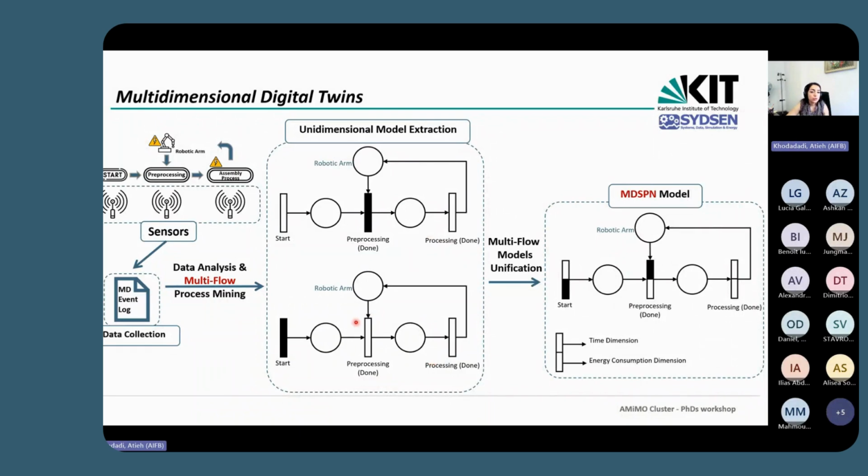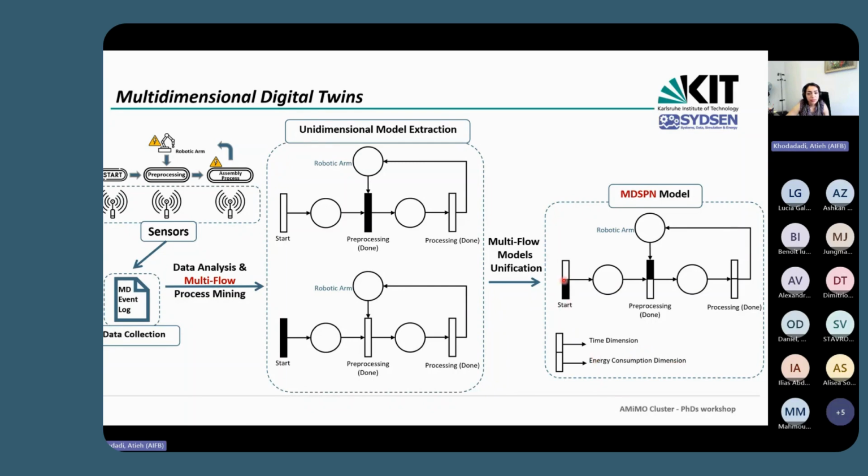We integrate these two models. We can consider that we have many other models, and then we integrate all of them in one unified multidimensional SPN model. So here, we divide each transition into the total dimensions that we have, which here is two dimensions. The first one is the time dimension, and then the energy consumption dimension.